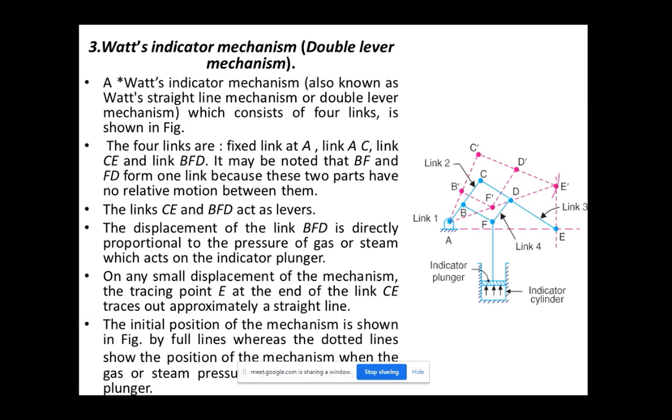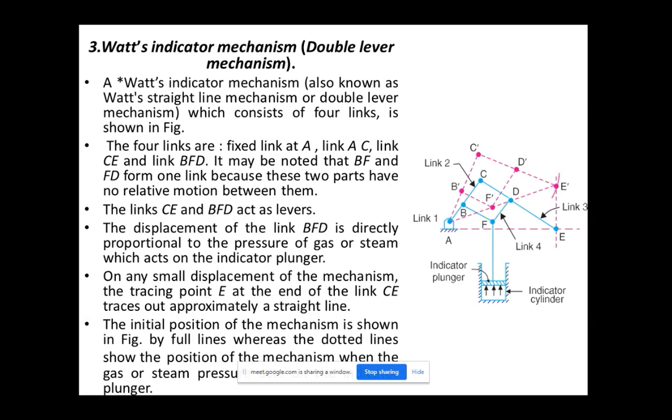Next, about the type of Watt's indicator mechanism, that is a double lever mechanism, also known as Watt's straight line mechanism. Okay, so you can see in this figure, this is a type of mechanism considered from A, then B, F, D, C. This becomes the entire one link, and this is connected with respect to point E. So if this entire part from A to E is moved from this point to this point, what will happen? B will move to B dash, C will move to C dash, D will move to D dash, and E will move to E dash.